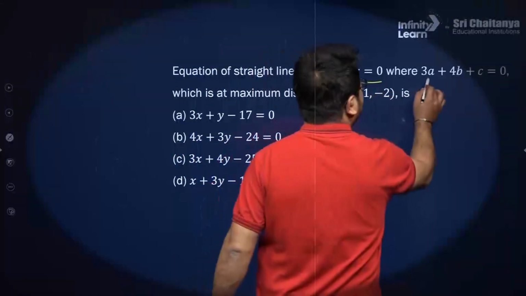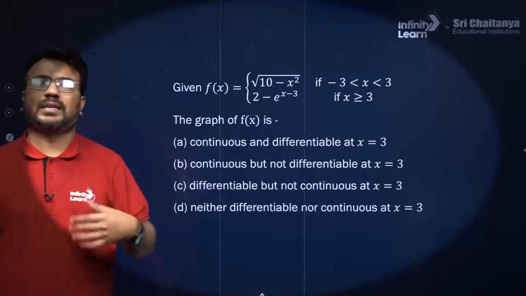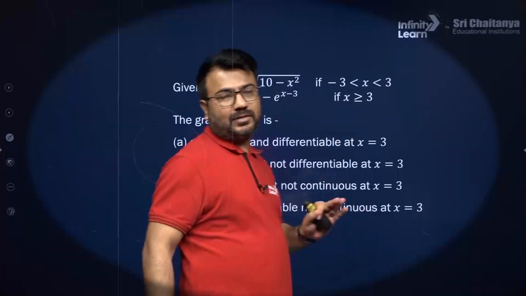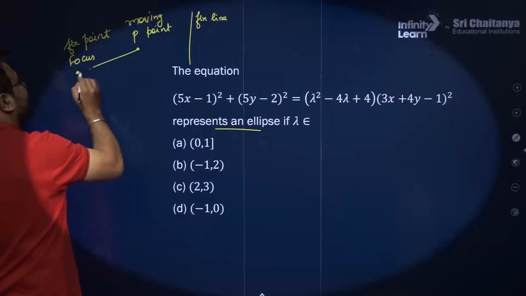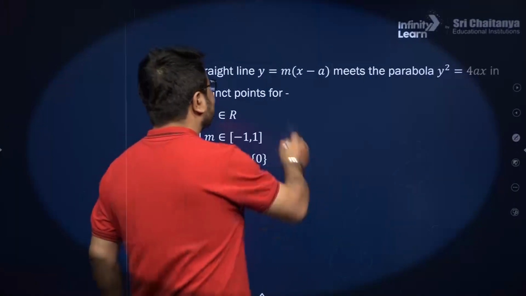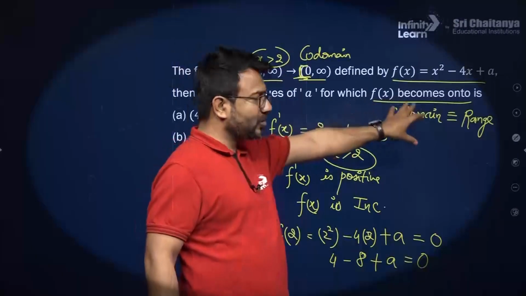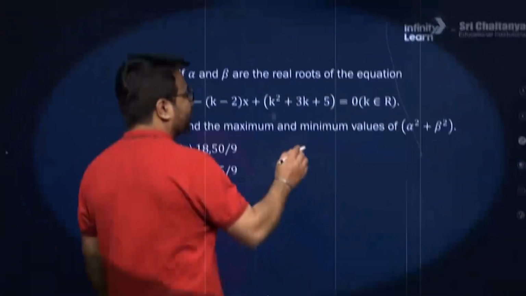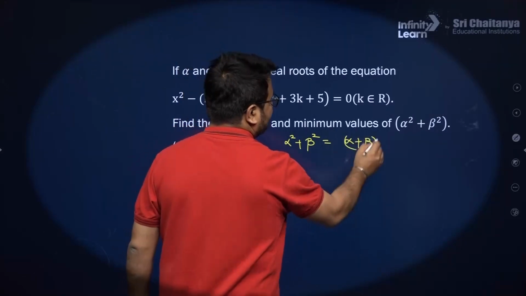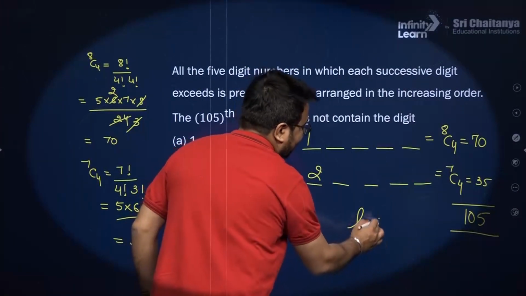This is an equation of straight line where 3a plus 4b plus c is equals to 0. Now this function is changing at x is equals to 3, so I'll be checking it for the continuity. So there are two types of derivative involved over here. One is the left hand derivative, other is the right hand derivative. So the distance between P and F and the distance between P and D. So basically this particular line meets the parabola at two distinct points. To make this function onto, codomain should be equals to range. So basically what is alpha square plus beta square, we need to think about it. It can be written as alpha plus beta whole square. Then here it will be minus 2 alpha beta.